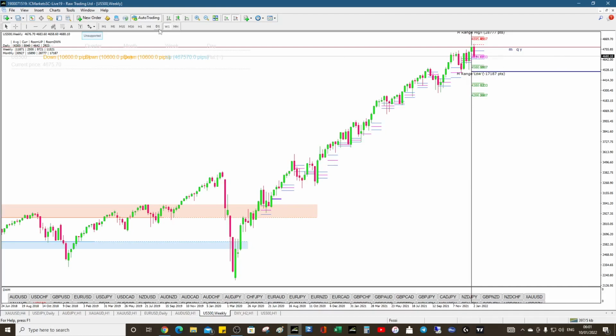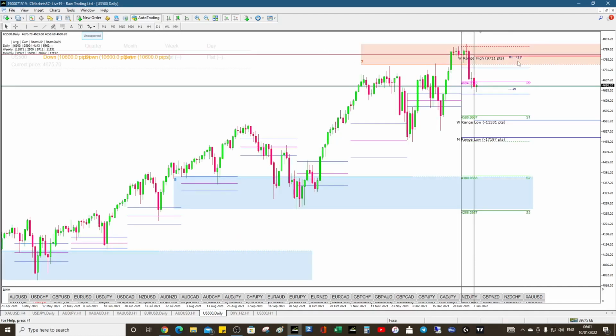So just bear in mind that we've got the monthly, quarter, yearly open up here. If we go above monthly pivot, we could potentially test that yearly open level, come down and get support, and then we can potentially bounce, right? So keep an eye on that monthly pivot.